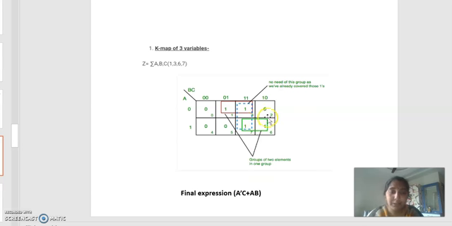Next, for this particular pair, the common value of A is equal to 1. So you should take the direct variable, that is A. Next, we should check the combinations of B and C. Here B value is equal to 1 for both the combinations and C value is different, that is here C equals 1 and here C equals 0. So you should not consider C. We should take only the B value. So for this one, the term is A B. So overall, this particular function can be written as A dash C plus A B.